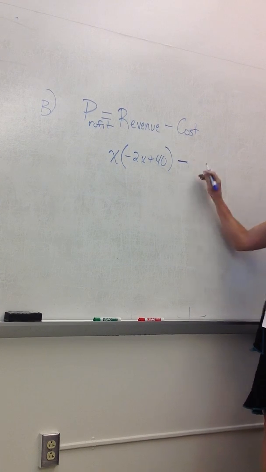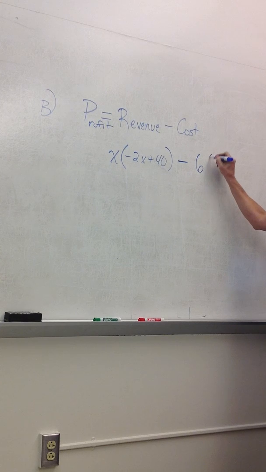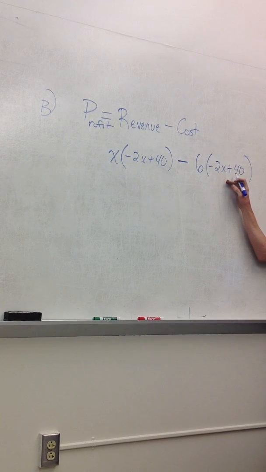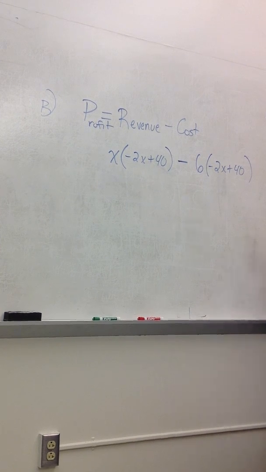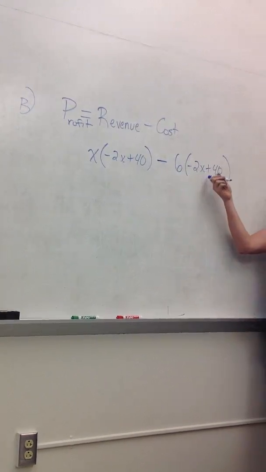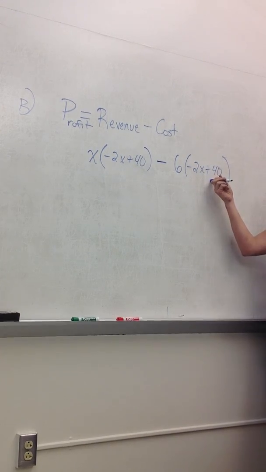And then his cost is $6 times the -2x plus 40. We're assuming he's selling all he's making, like he makes them as people walk up and get them. There's no discussion here about leftover inventory, so we'll just assume that he sells all that he makes. So this is the demand, so the cost is $6 times the demand.